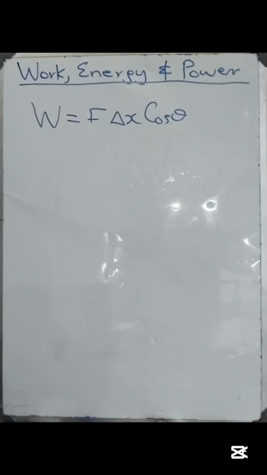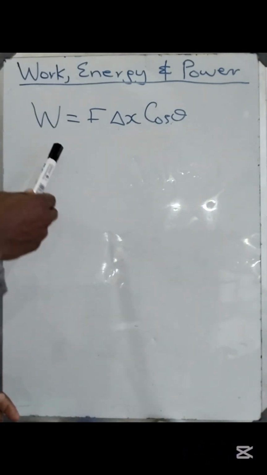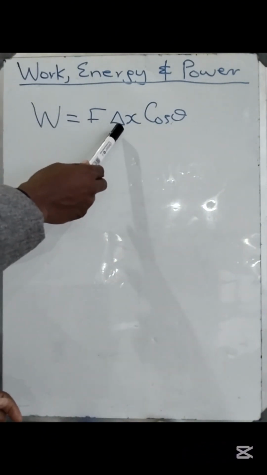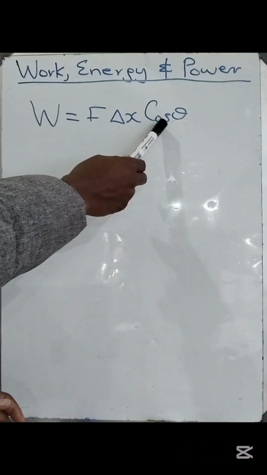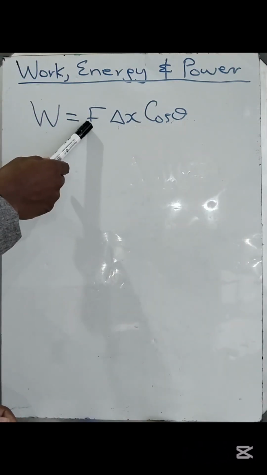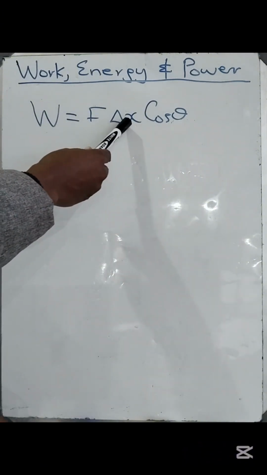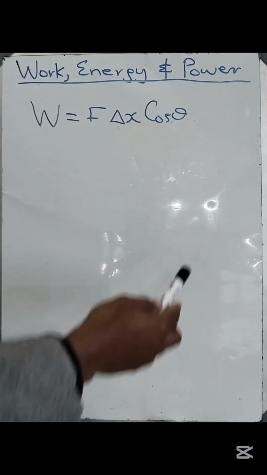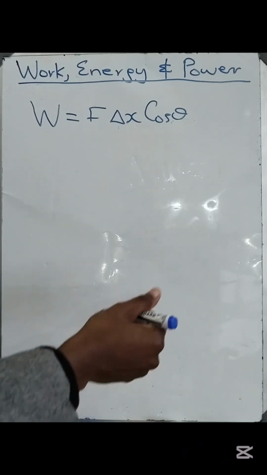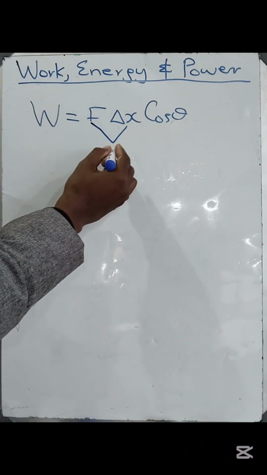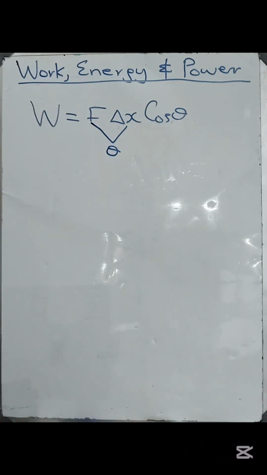Let's do work, energy, and power. This is a formula for calculating work done by a force. Work done is defined by a force times delta x cos theta, where F is the magnitude of the force, delta x is the displacement, and theta is the angle between the force and the displacement.